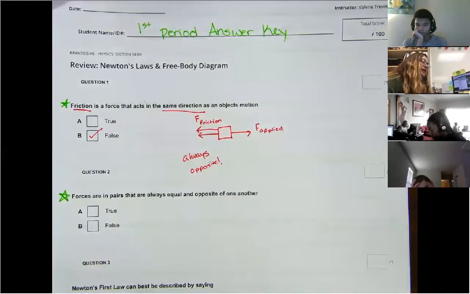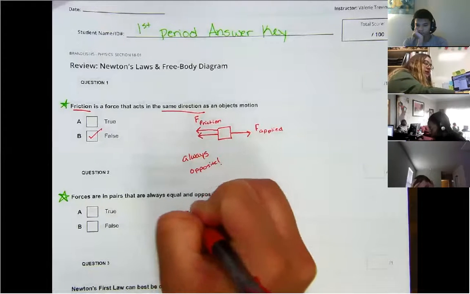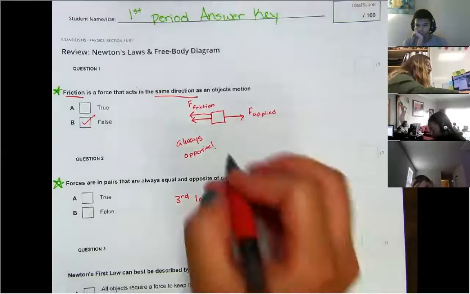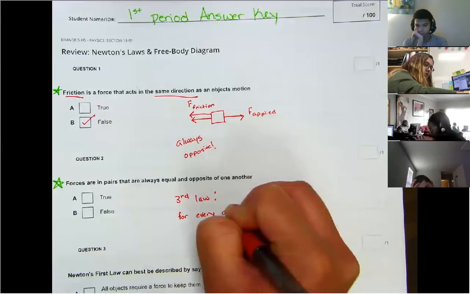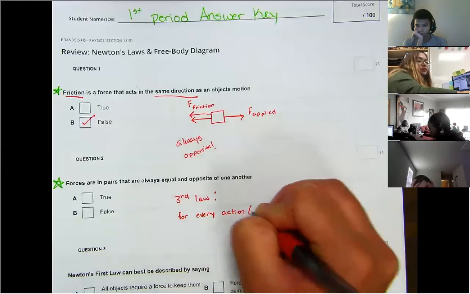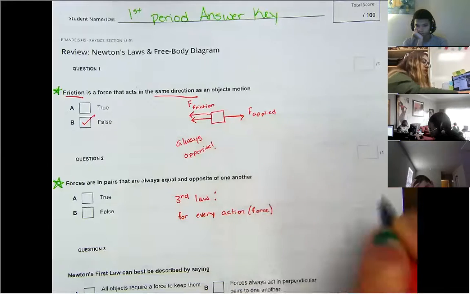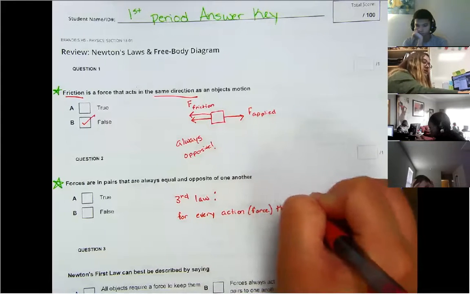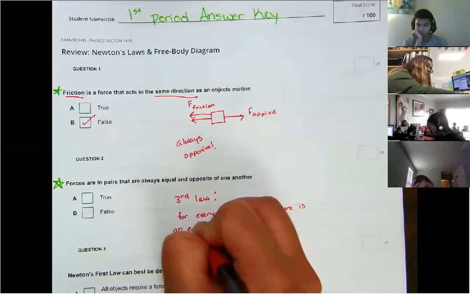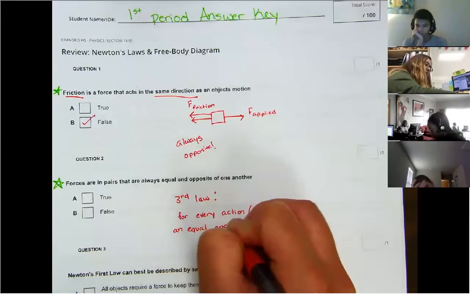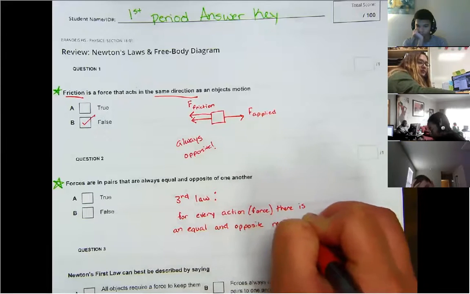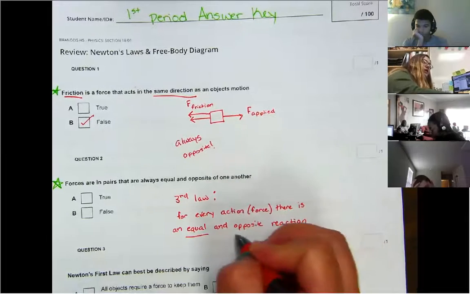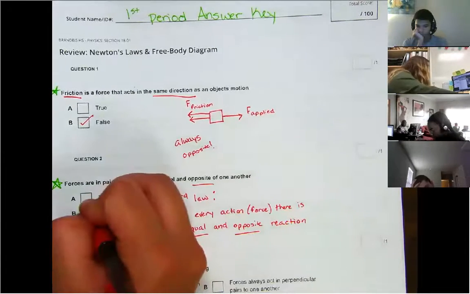Number 2, forces are in pairs that are always equal and opposite of one another. So this relates to the third law, which states for every action, which is your force, your push or your pull, there is an equal and opposite reaction. So equal and opposite, this one is true.